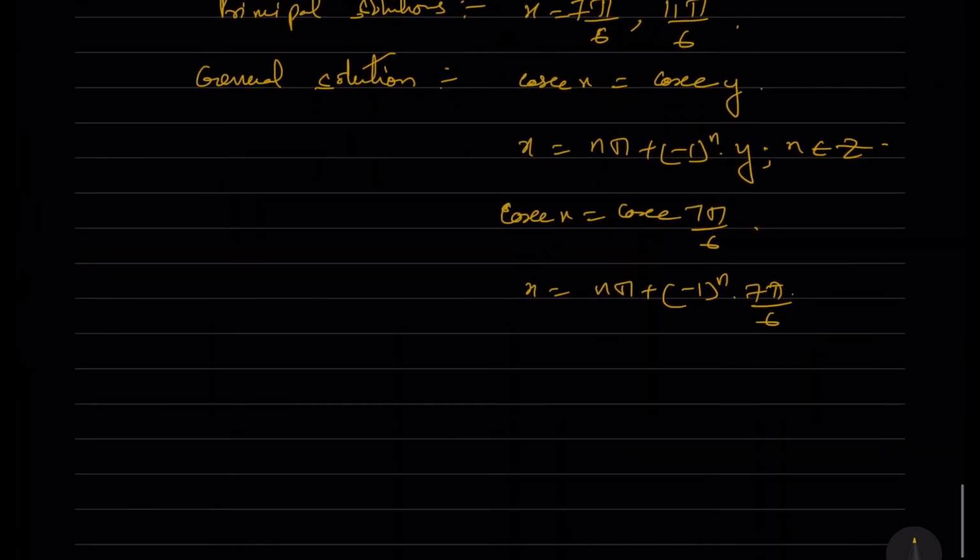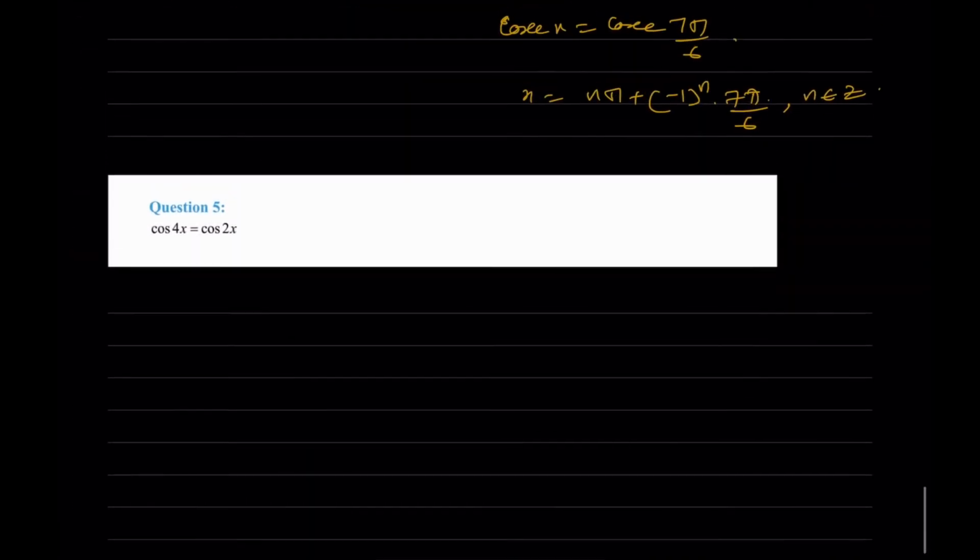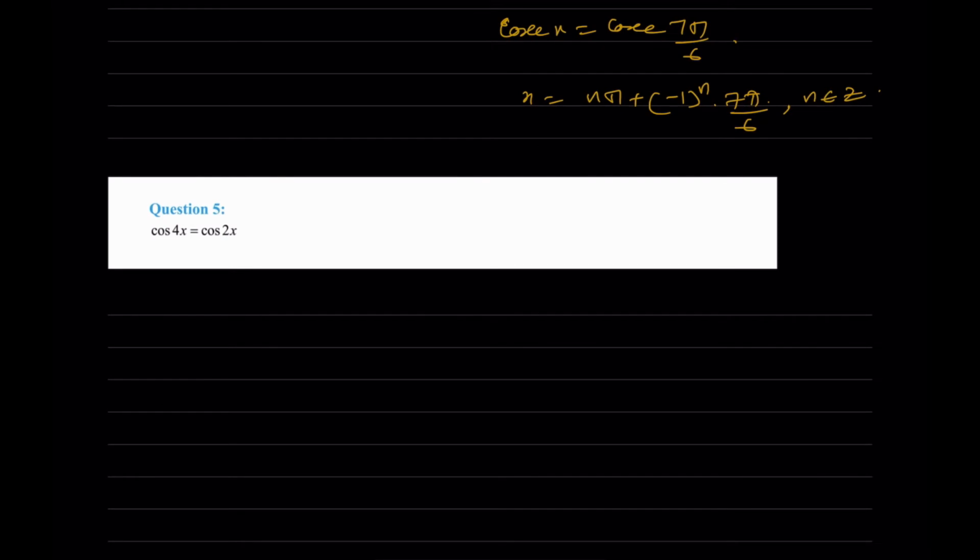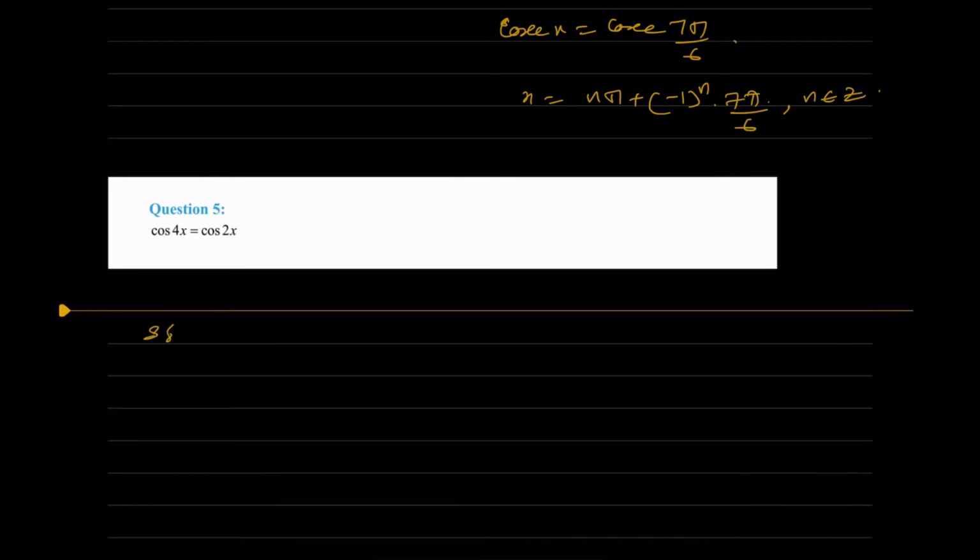Now going into the next one. So going into the fifth problem, question 5, cos 4x is equal to cos 2x. So how can we write this? What's the solution part? We'll see for this. So in the solution we have that cos 4x is equal to cos 2x. You can write this as cos 4x minus cos 2x is equal to 0.